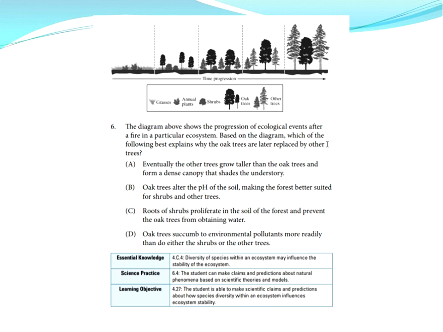All right, so here we have a diagram of ecological succession taking place. The diagram shows the progression of ecological events after a fire in an area and a particular ecosystem. Based on the diagram, which of the following best explains why the oak trees are later replaced by other trees? So which one do you think that is?